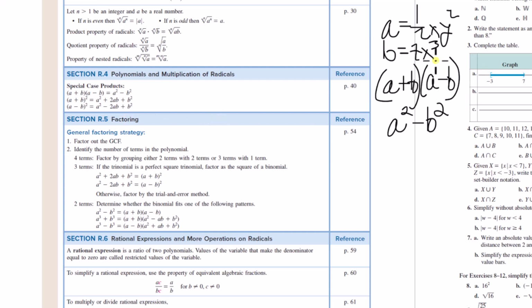When you're using these variables, like a and b, as placeholders for actual other expressions, then this is a difference of squares binomial. But if you're just doing a plus b squared, you get a perfect square trinomial, or a minus b squared. Okay, then we talked about factoring.